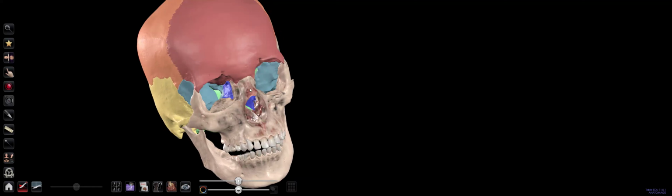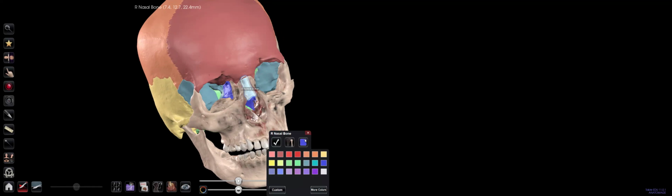The nasal bones. There's the right nasal bone. Let's make that a lighter purple there. So there's a nasal bone. There's one.